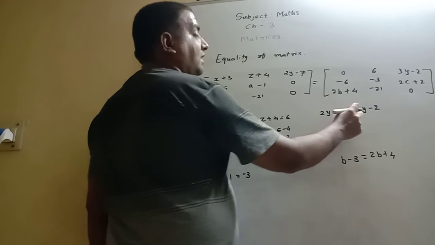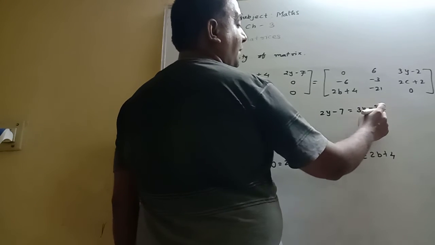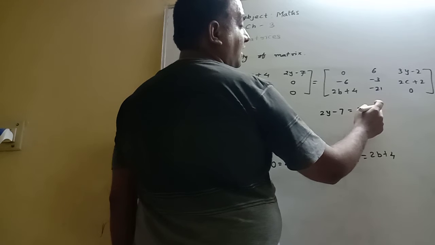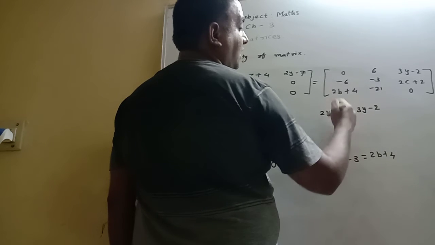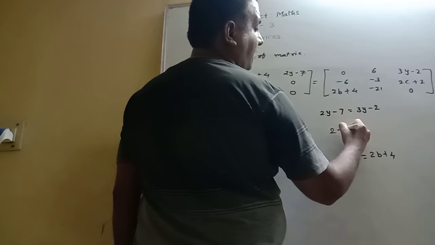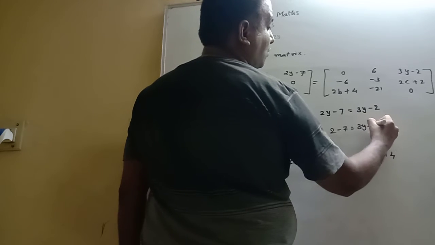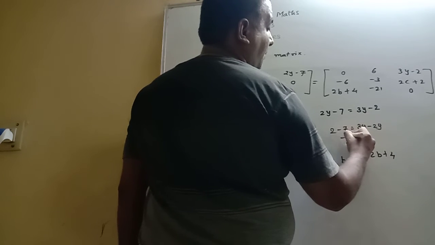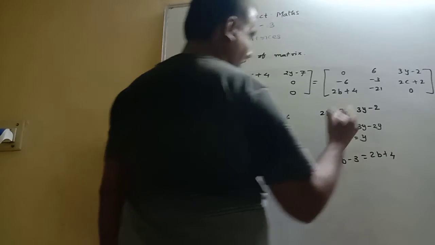2y minus 7 equals 3y minus 2. So 2y we take to the right side, and minus 2 we bring to the left side. And 2 minus 7 equals 3y minus 2y. So it will be minus 5 equals y.